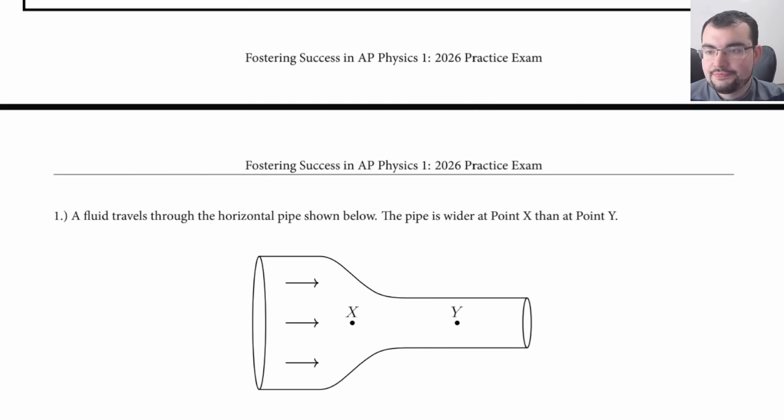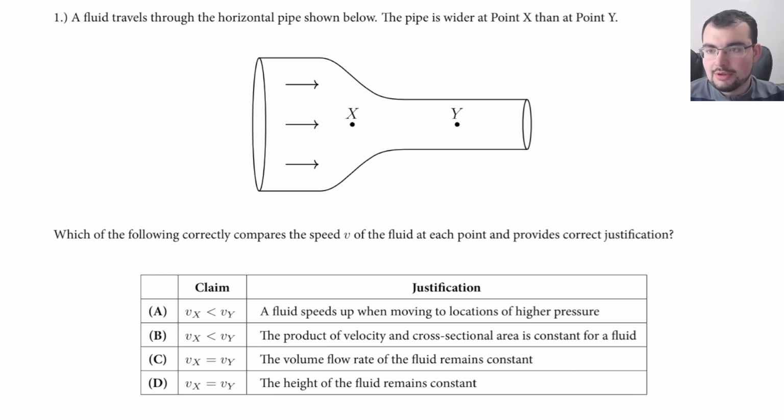So let's start. All right, first up, starting strong with some fluids. A fluid travels through the horizontal pipe shown below. The pipe is wider at x than it is at point y. Which of the following correctly compares the speed v of the fluid at each point with justification? So we're trying to figure out if the fluid speeds up or remains at the same speed.